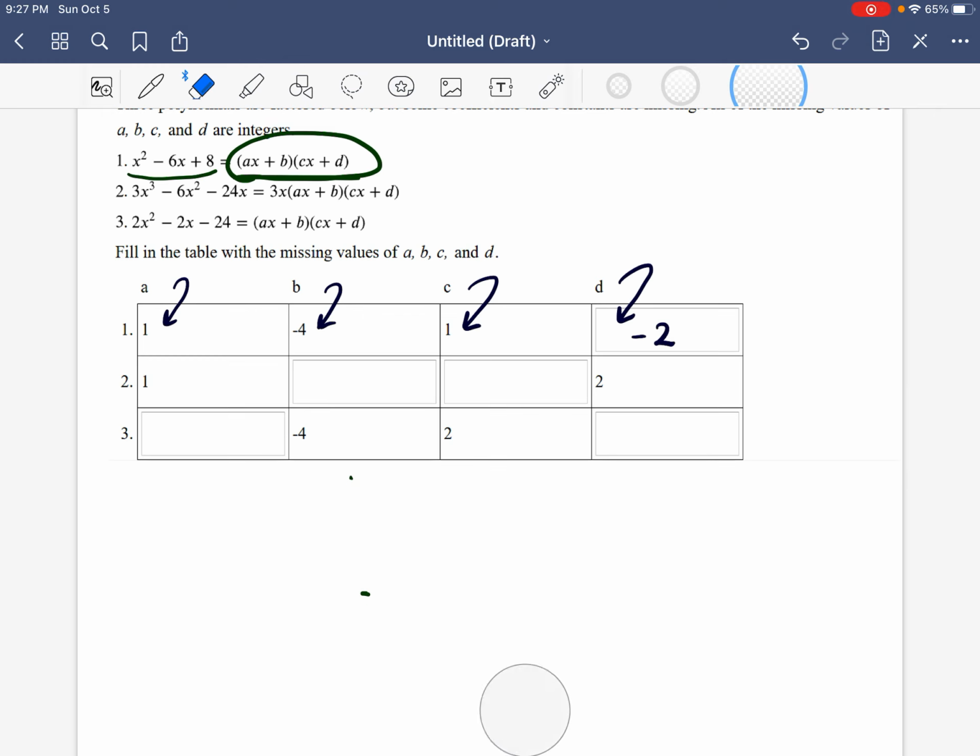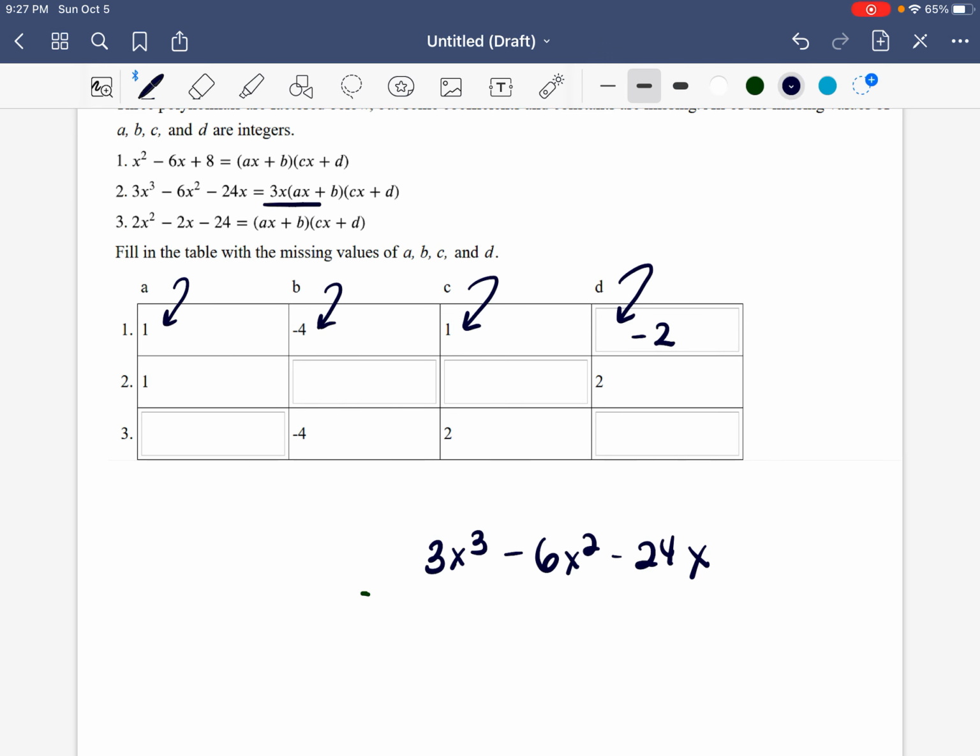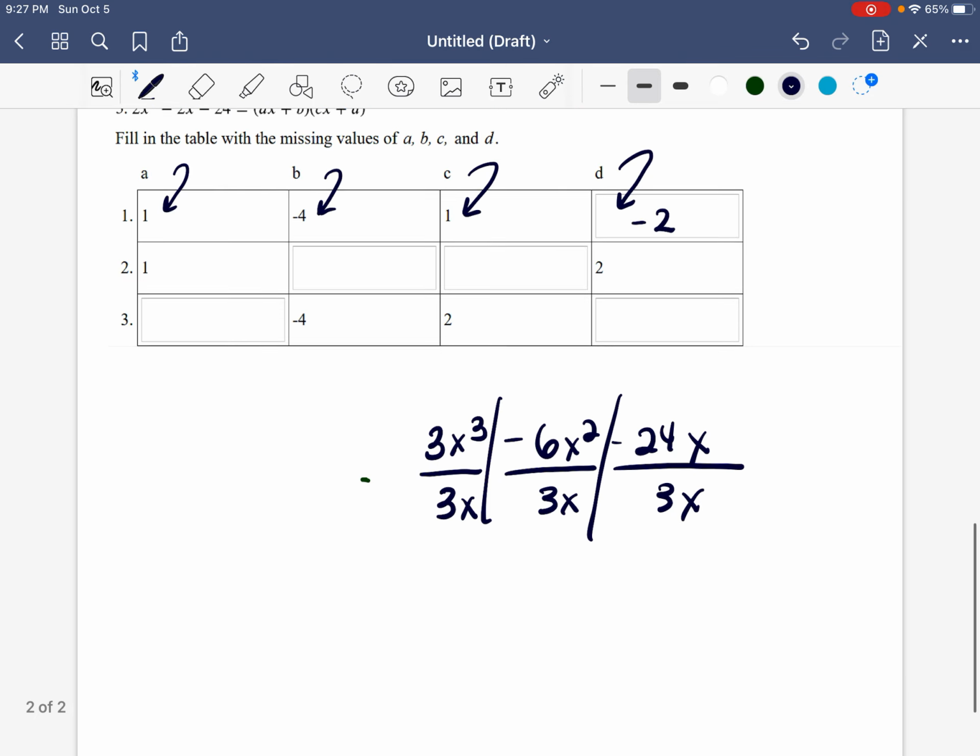So we're going to go ahead and look at the second one. And the second one is 3x to the third power minus 6x squared minus 24x. Now, if you look at how this is factored out, they took out a 3x. So before we are able to figure out what the 2 binomials are, we first have to take out the 3x. How do we do that? We have to divide each part of the trinomial by 3x. And we're going to take our time doing this. We're in no rush.